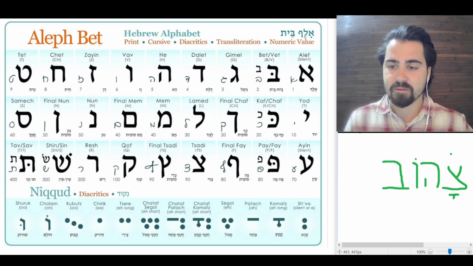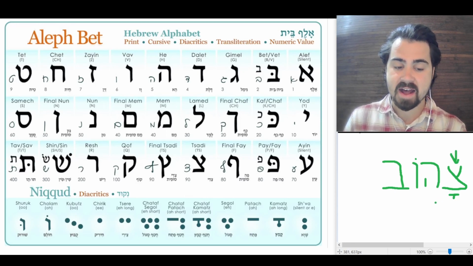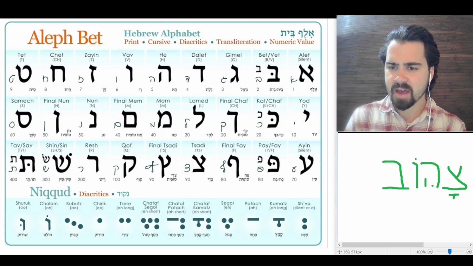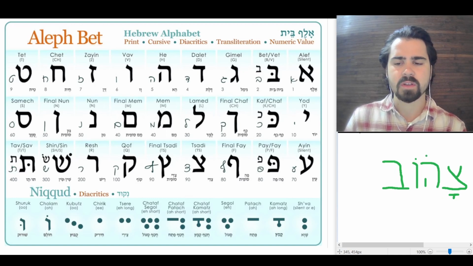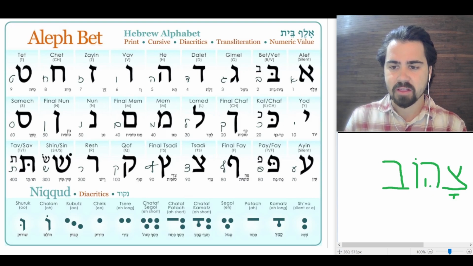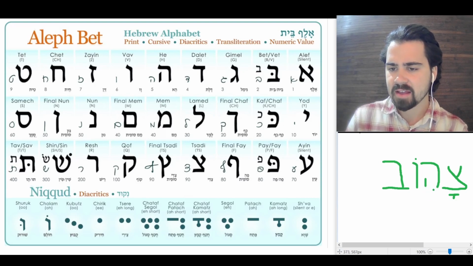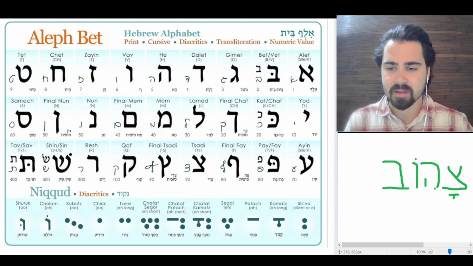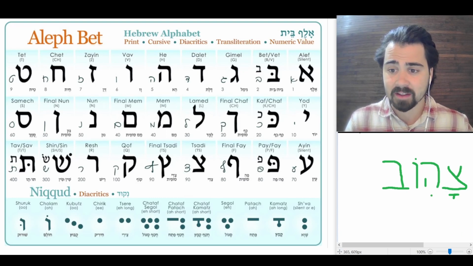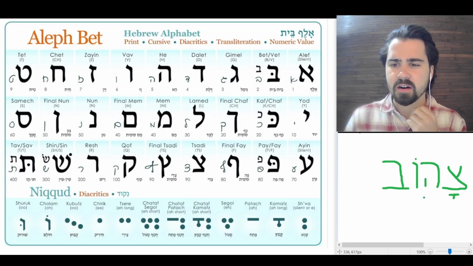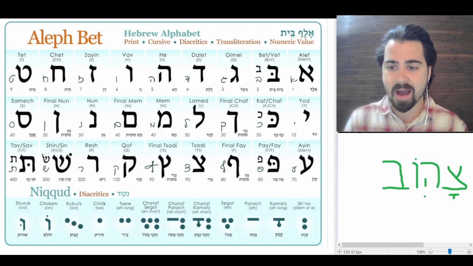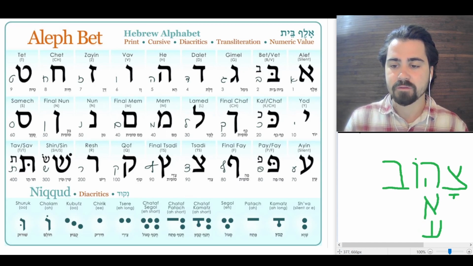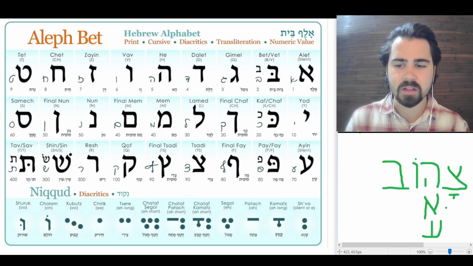Okay, so we have tza, and then we have a hey, but we said that we first read the letter, then the nikud, but the hey doesn't have a nikud, right? So how do we read a hey without nikud? It's a bit hard. The letters that are silent without any nikud, like aleph, like ein, and like hey, kind of get stuck if they are not accompanied by nikud.